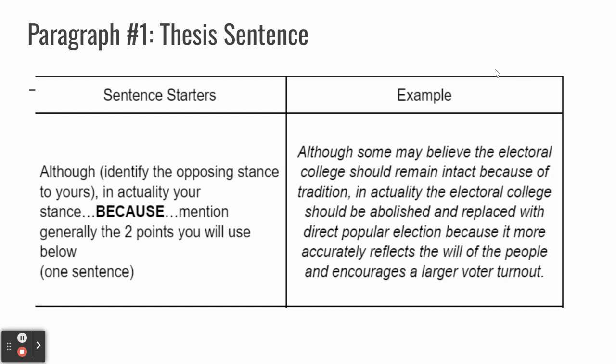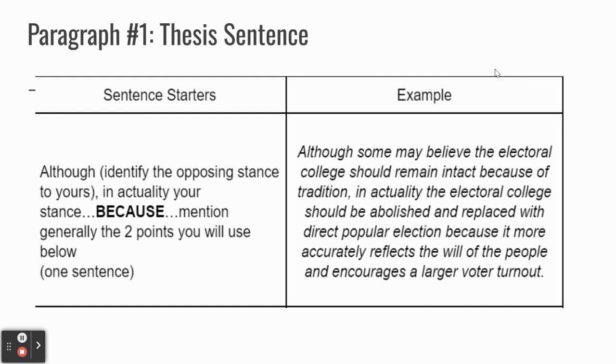So look at how this translates on the right-hand side if I was actually writing the thesis sentence. "Although some people may believe the Electoral College should remain intact because of tradition," so this is what the other people believe. You're starting with their viewpoint, right? That some people think the Electoral College should stay because it's the way we've always done things. Now here's your transition. "In actuality, the Electoral College should be abolished and replaced with direct popular election." There is your opinion. And then here is what they call your line of reasoning. This is your "because it more accurately reflects the will of the people and encourages a larger voter turnout."